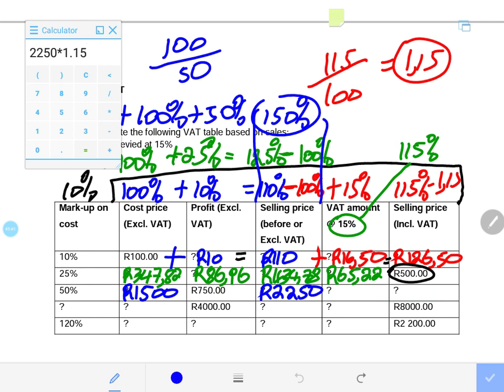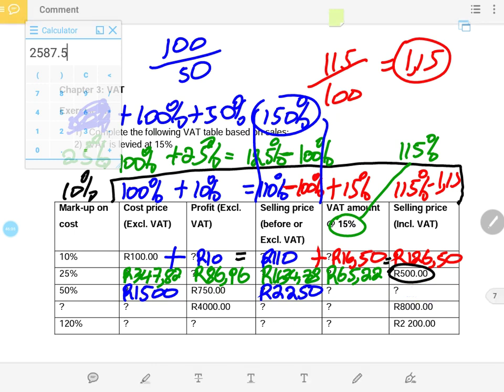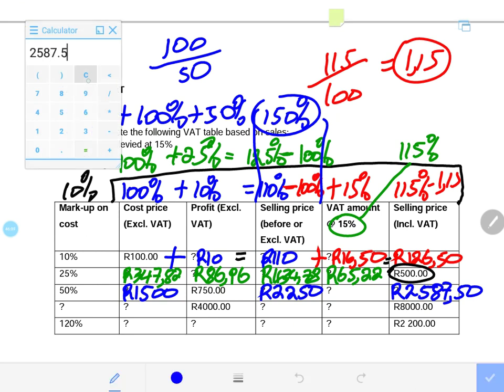At the same time, we could have said 2,250 times 0.15, which is 15%. That will give us the amount of VAT, which is 337.50. The customer is paying this amount, and this amount is going to SARS as their VAT amount. Now we say 337.50 plus 2,250, and this will be 2,587.50, which is the amount inclusive of VAT. So either way, you always get to the same answers.